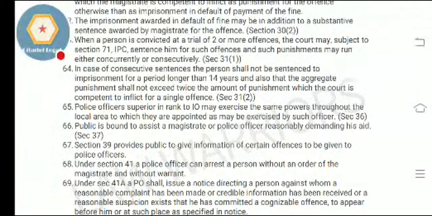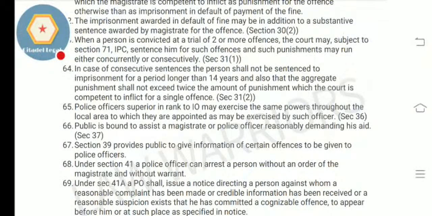Now point number 65, a police officer superior in rank to the investigating officer, IO, may exercise the same powers throughout the local area to which they are appointed as may be exercised by such officer. That has been provided under 36. These are provisions dealing with the powers of the police authorities.